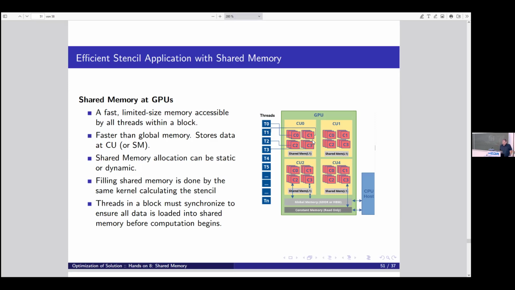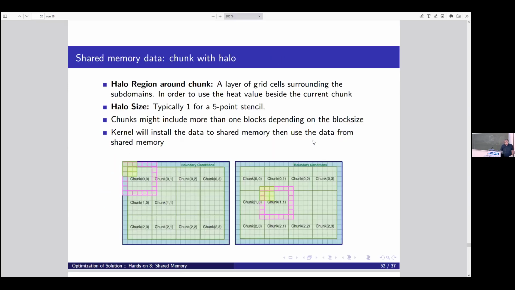Threads in a block must synchronize to ensure all data is loaded into shared memory before computation begins, because threads in a block are going to load shared memory, then the same threads in the block will use the shared memory. Therefore, we need to be sure that shared memory is filled with the data before using it. That is the idea.